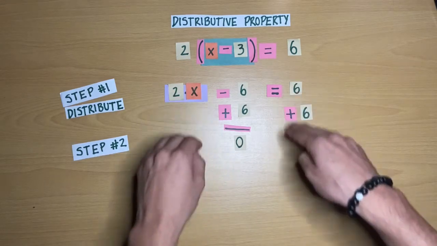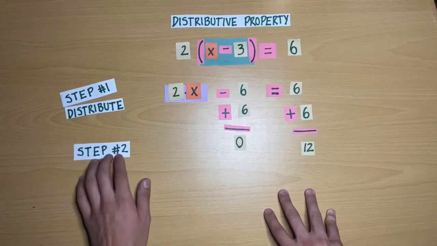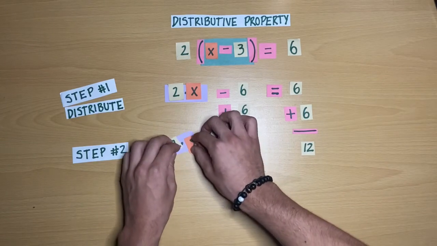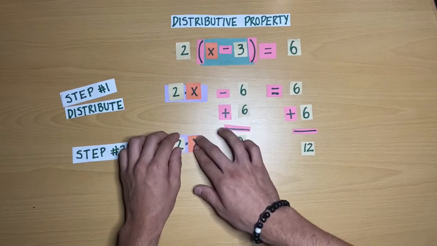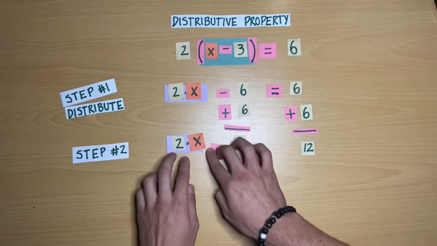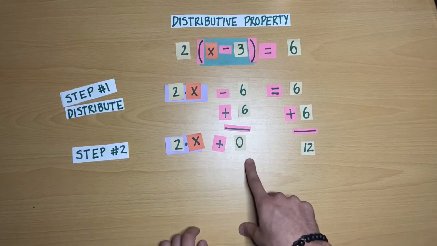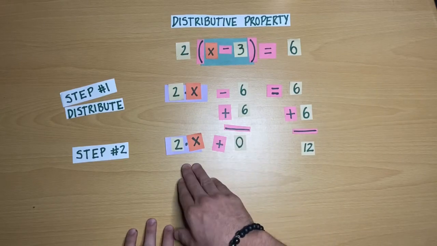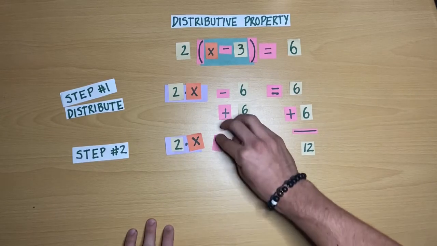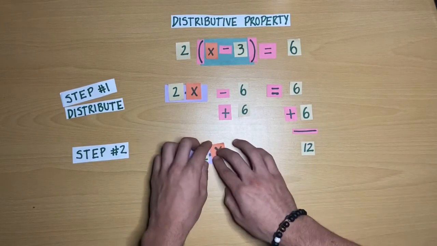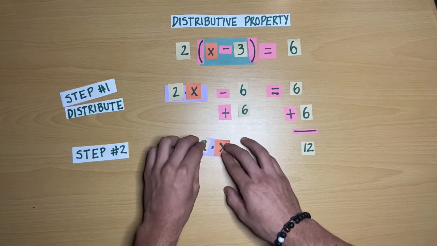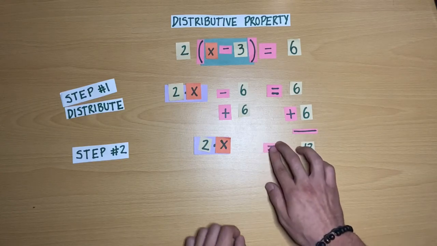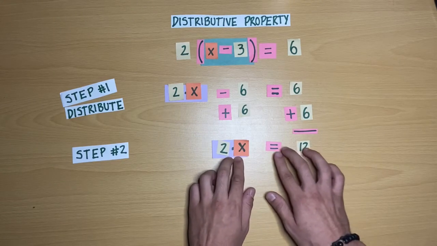Now let's finish by carrying everything we haven't touched down. So we didn't touch this 2x, so that comes straight down. And remember, this is 2x plus 0, but this doesn't do anything. 2x plus 0 is still going to be 2x. So we can just get rid of this. So now we have 2x. And on the other side, we have 12. So we have 2x equals 12.